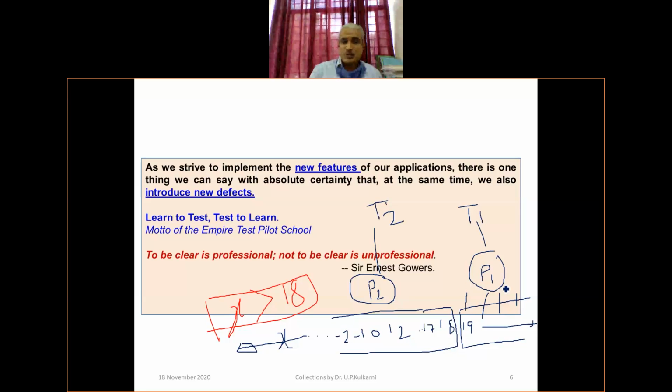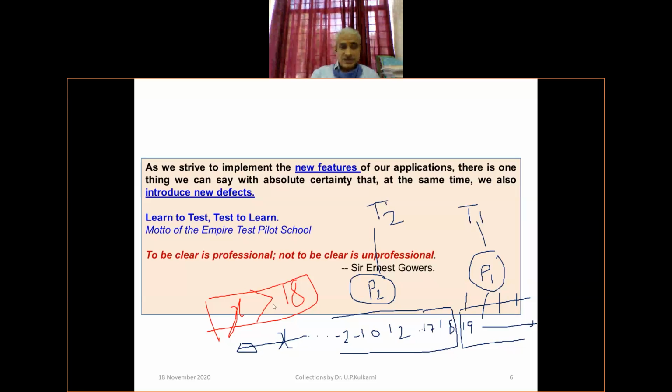I have to give one input from this, anyone, and anyone from the other, and the program should work as required. For example, when I give test case T1, it should ensure that the license is being issued. When I give input T2, any input from this, it should not issue the license or insurance, whatever it is. Right? So now look at that.